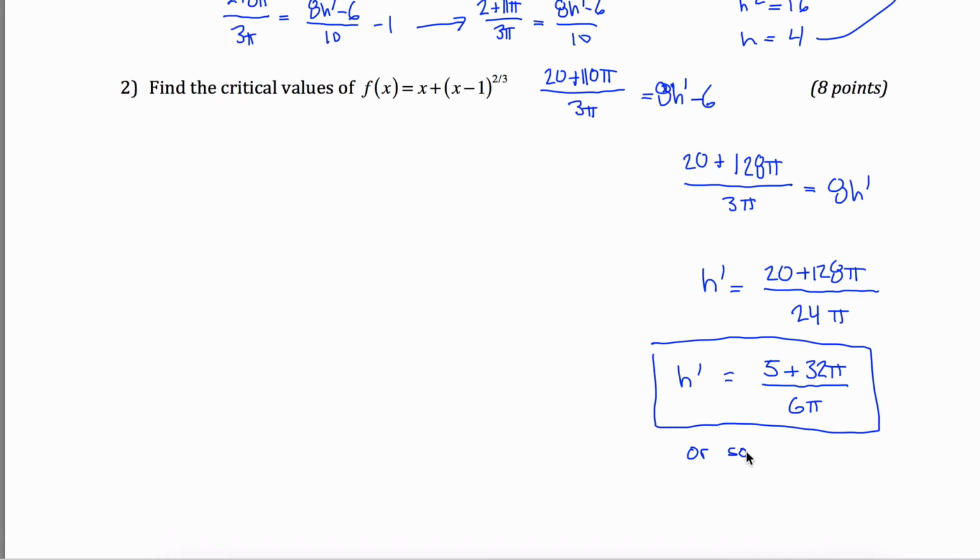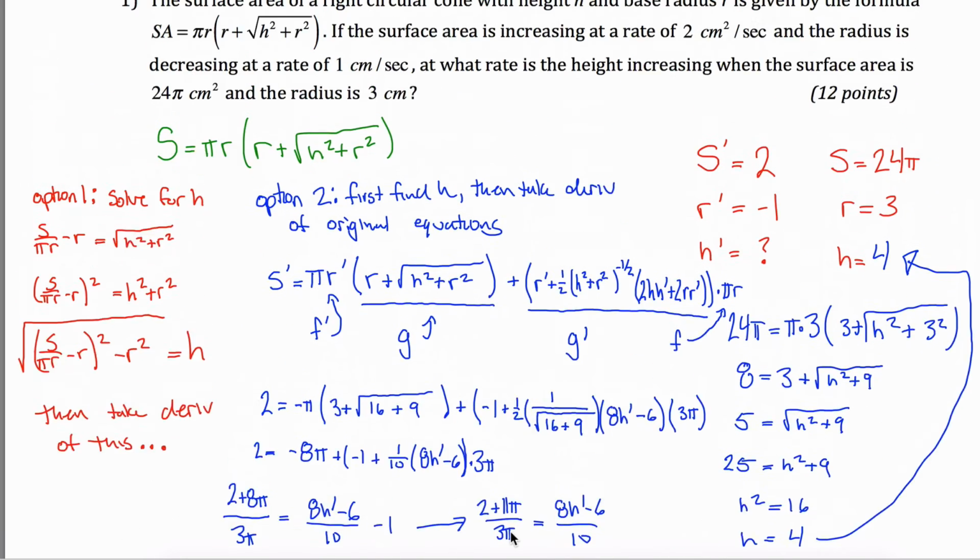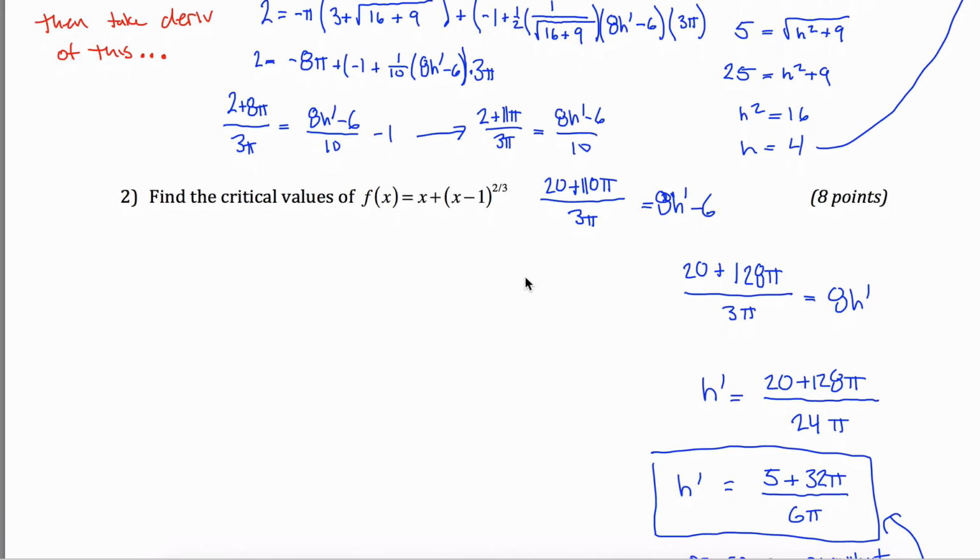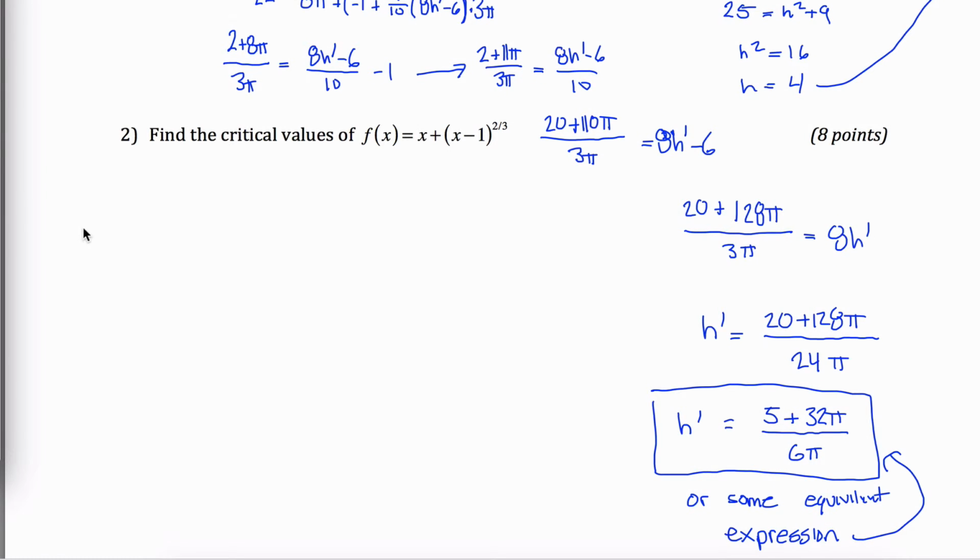or some equivalent expression. What a mess. That was a hard problem. Anyways, that's your h prime. Maybe it would have been easier to do it this way. Who knows? All right, find the critical values. I think that's a little bit more straightforward.